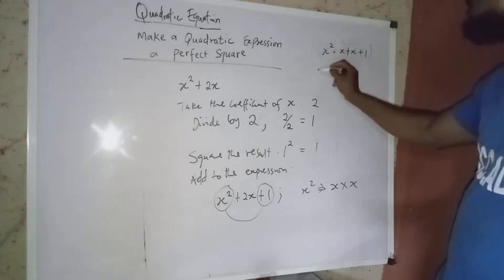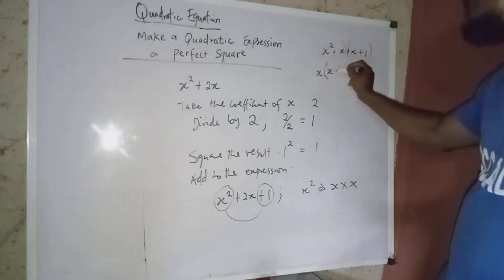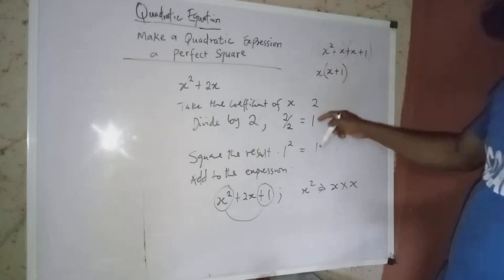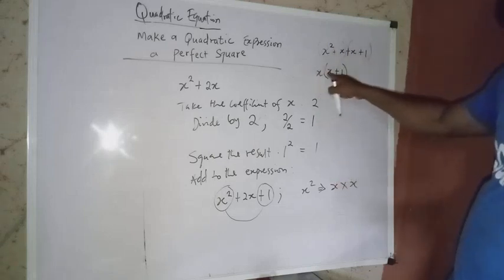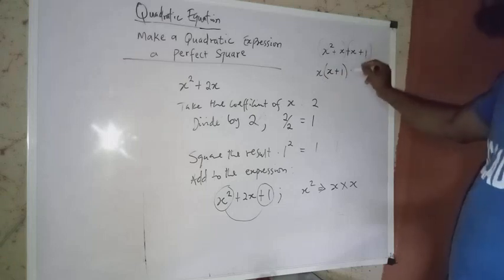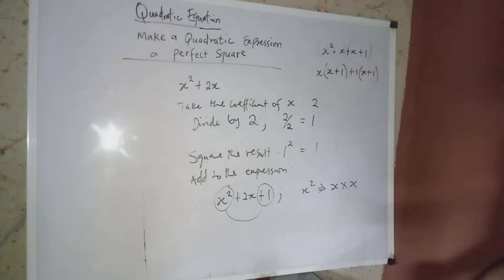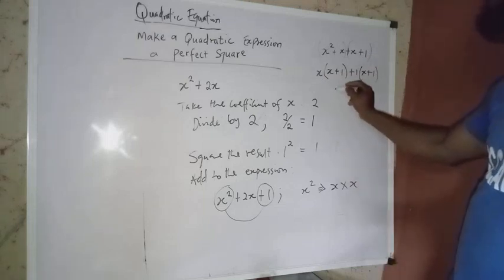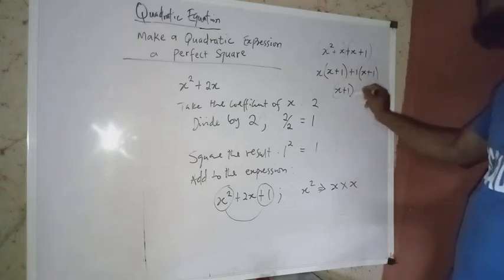I have x squared plus 2x plus 1. Right? This is not equal to anything. It's an expression. So in that case, let's group this. If I factorize this, x will go into x plus 1. You get this? X squared divided by x is x. X divided by x is 1. Then here what we have is plus 1 into what? X plus 1.